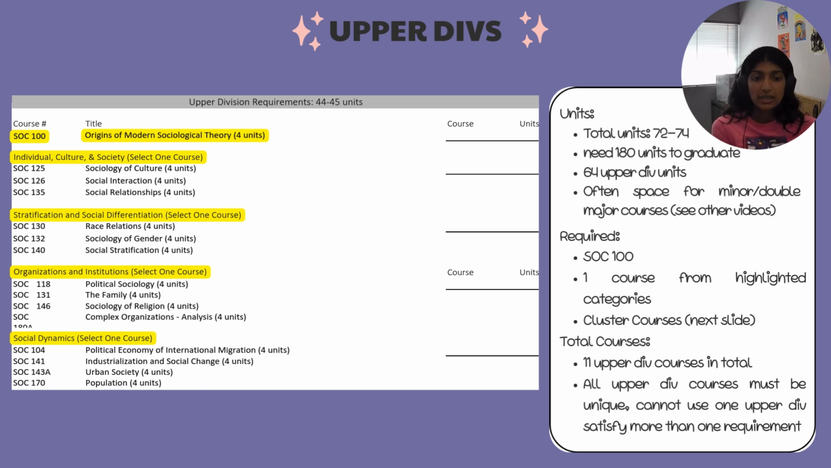And then you'll end up taking 11 upper division courses in total, and it's really important that your upper division courses are unique. So that means if you use one upper division course to satisfy one requirement, you cannot use it again to satisfy another requirement.